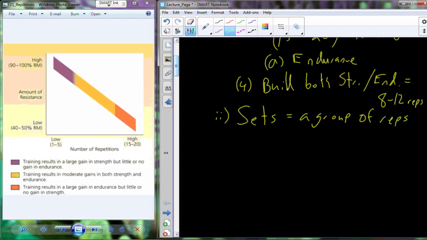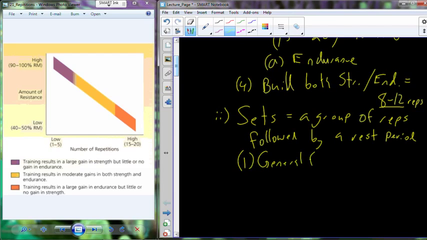So a set is a group of reps that's followed by a rest period. So these 8 to 12 reps group together into a single set. For that general fitness approach of building both strength and endurance, typically one set is satisfactory. So you do one set of each of a variety of different exercises.